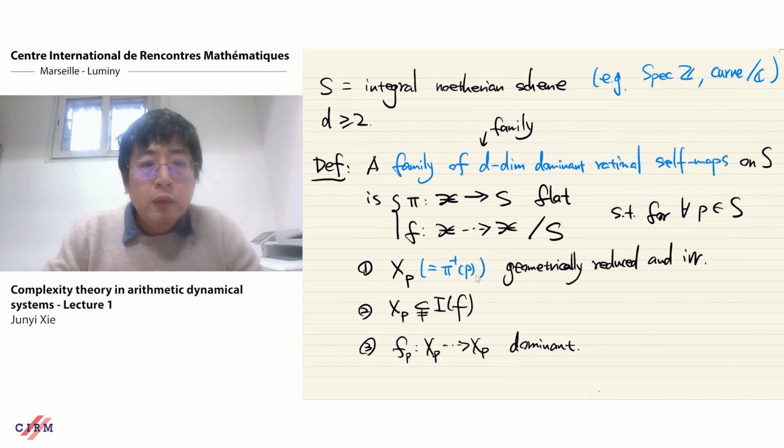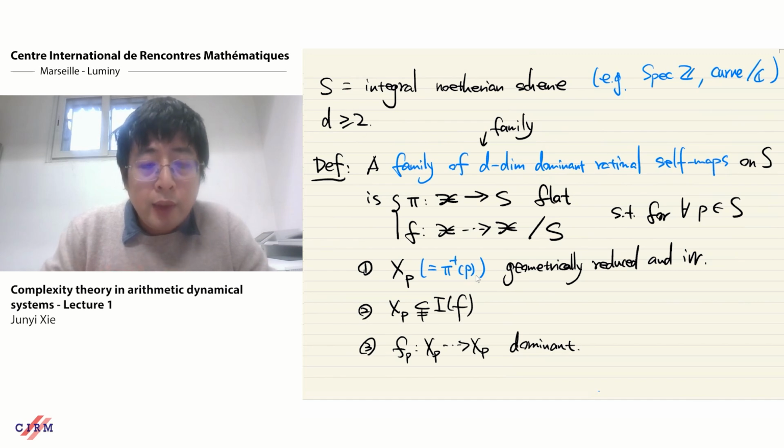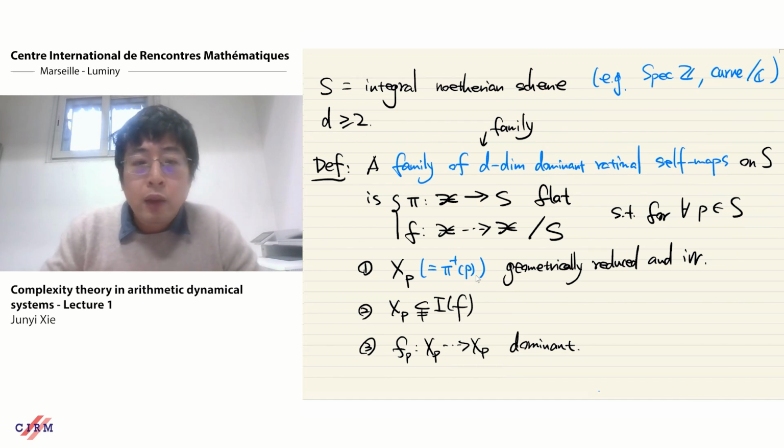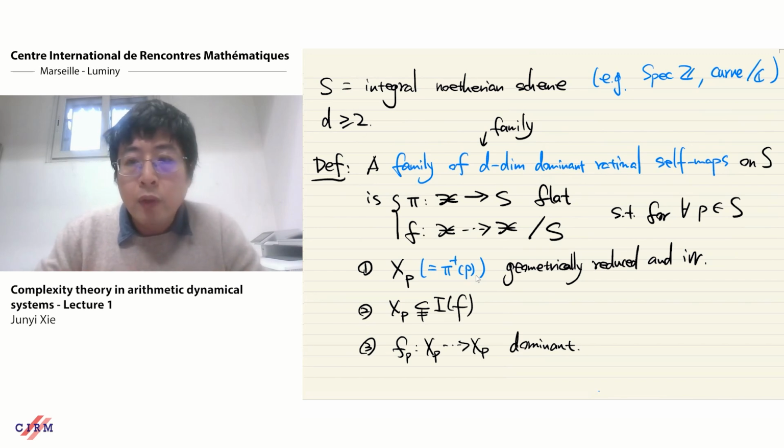Okay, and d, the dimension d, is at least 2. And we say a family of d-dimensional dominant rational self-maps on X is the following data. First, a flat morphism π from X to S, and f, a rational self-map from X to X itself over S, such that the following holds.